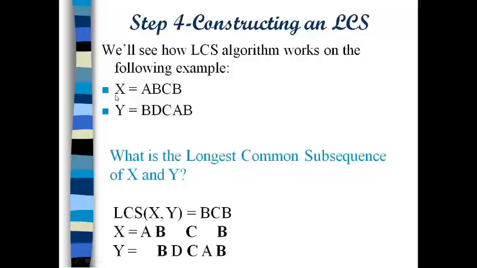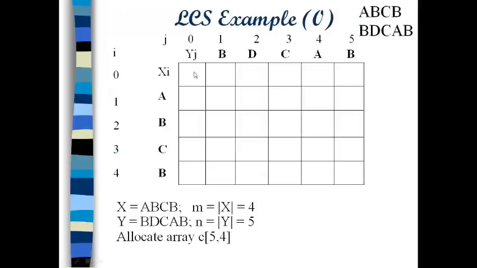Here are the two sequences x and y, and we have to find out the longest common subsequence of x and y. You can see that B and B is the longest common subsequence and it has a length 3. In that case, we first find the length of sequence x and length of sequence y. So length of sequence x is 4 and length of sequence y is 5. An allocated array will be C of 5 and 4.